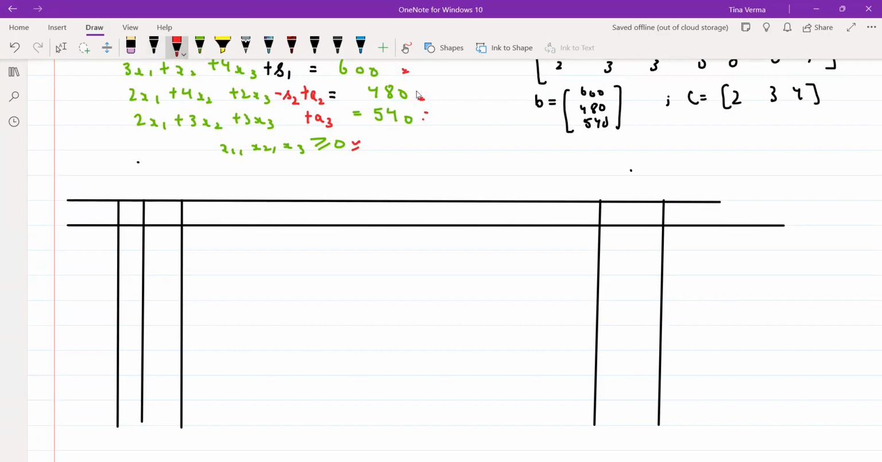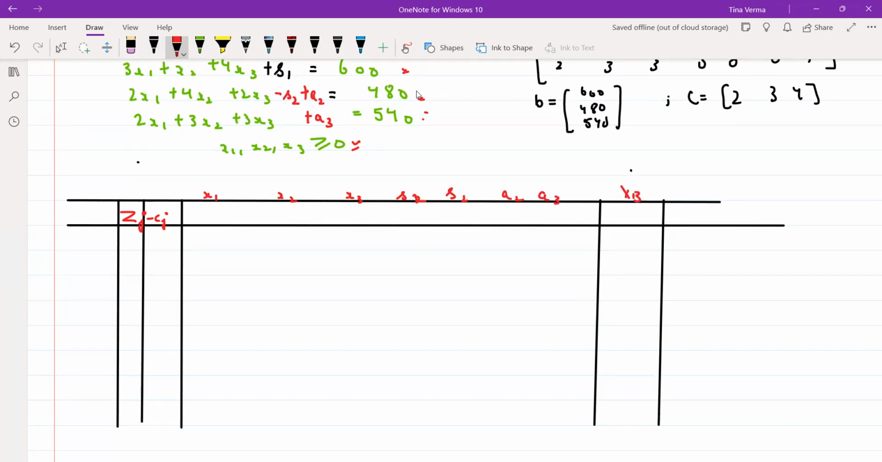so here I can write my Zj minus Cj. And this is the columns of x1, x2, x3, S1, S2, and this is your A2 and A3. So this is your XB.